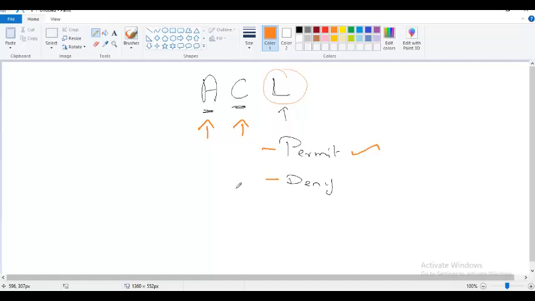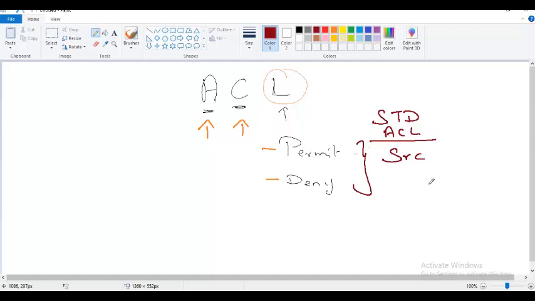Now, this access control list is of two types. Number one, the decision whether to permit or deny is only based on the source address. If it is so, then you call it a standard access list. Standard access list.